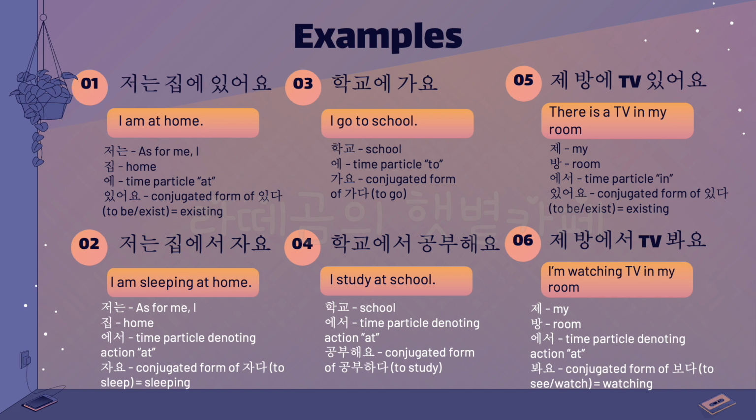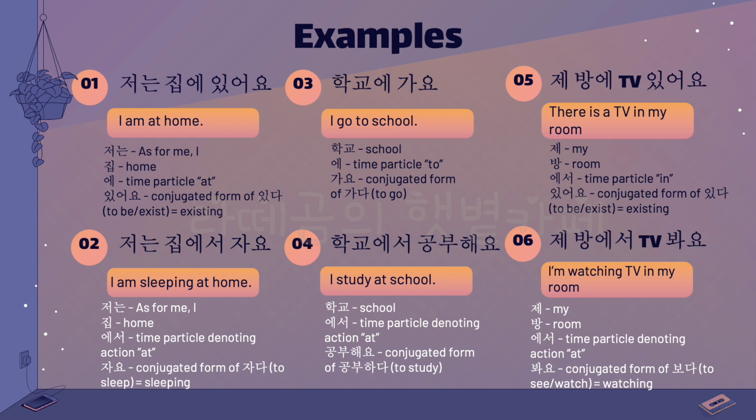Next, number 3, 학교에 가요. I go to school. Number 4, 학교에서 공부해요. I study at school. 학교, school, 에서, something's happening. What's happening? 공부해요. Studying. Number 5, 제 방에, in my room, TV 있어요. There is a TV in my room.